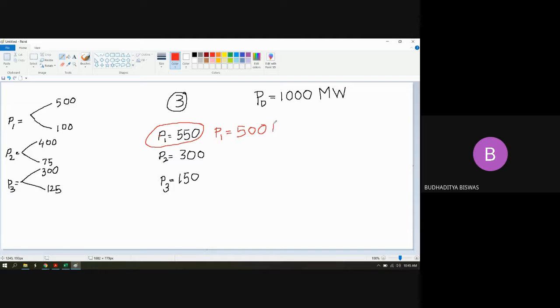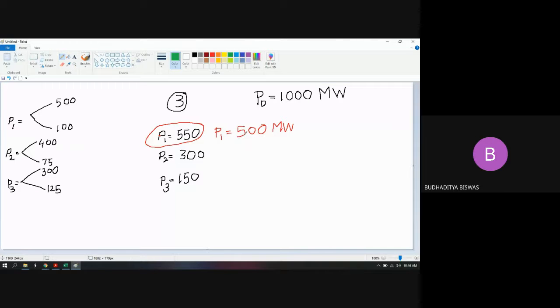No mathematical formulas are needed for this one. Whatever limit it crosses, if it crosses the lower limit, then you have to fix the generation of that generator at the lower limit. If it crosses the upper limit, then you have to fix the generation of that generator at the upper limit. Okay. So if one thing is fixed, then what will be the remaining load demand?